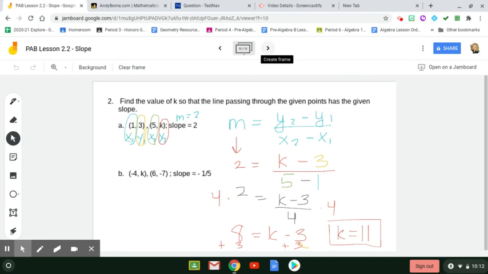Okay, so let's try this last one out. The slope that we need is negative 1/5. So I'm going to write that on the next page. Okay, and I'm writing this on the next slide. I'll move over in 1 minute. Okay, the ordered pair we have is negative 4 and k. And then the other one is 6 with negative 7. Okay, and our job is we got to figure out what k is.